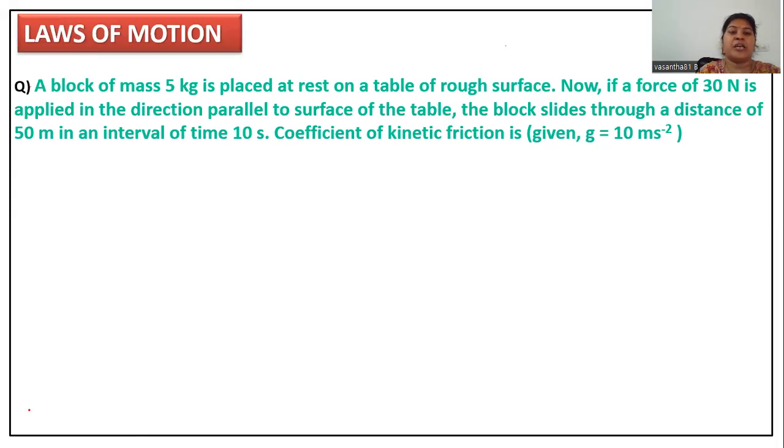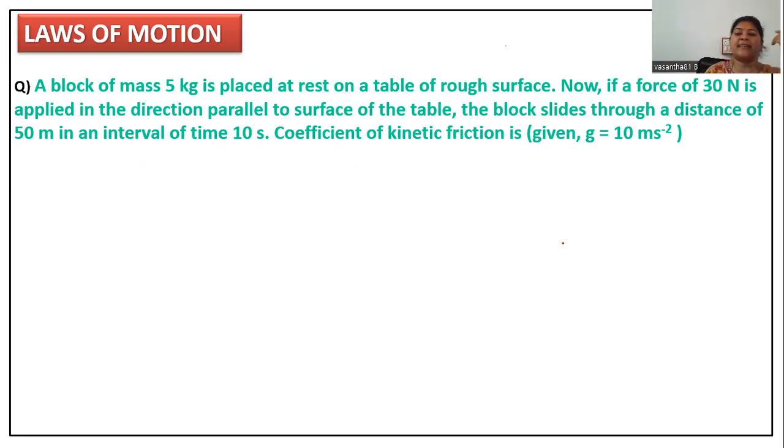What is the question? A block of mass 5 kg is placed at rest on a table of rough surface. Now a force of 30 Newton is applied in a direction parallel to the surface of the table. The block slides through a distance of 50 meters in an interval of time 10 seconds. Find the coefficient of kinetic friction.